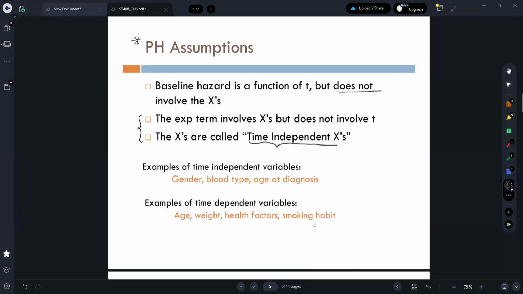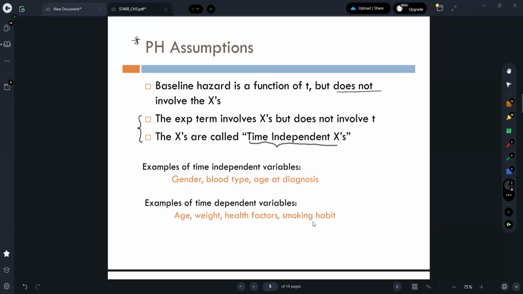So you cannot include time-dependent variables in your Cox PH model, right? Actually, you can test it, right? Even though you include these variables in your model, you can test whether they violate the PH assumption or not. Even from graphs, you can understand it, and then you have to do certain remedies to make them either time independent or modify your model so that the time dependent variables can be included, like that extensions, right? Okay.